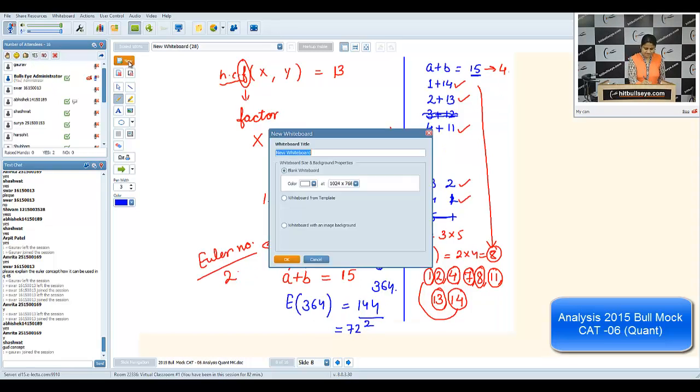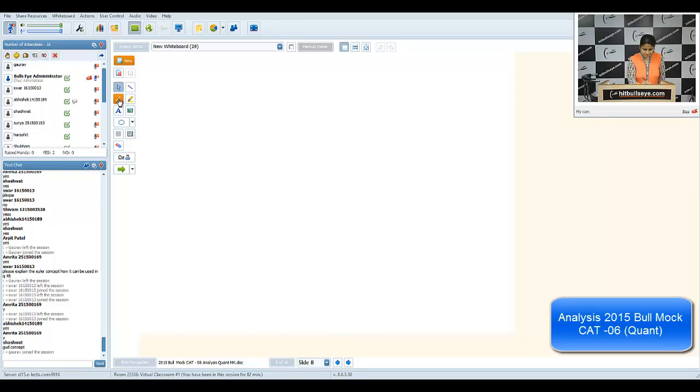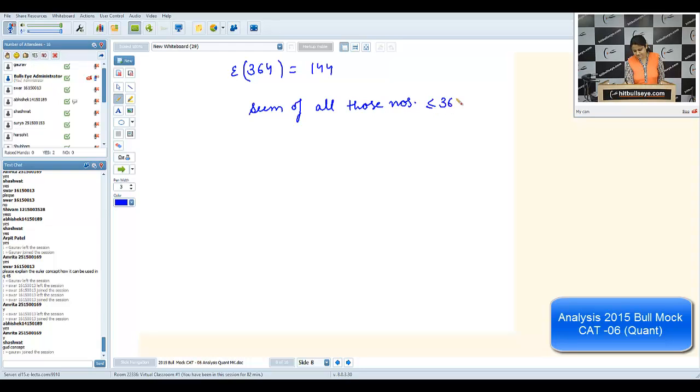There is one more question I am taking. We know Euler number of 364, that is 144. What is the sum of all those numbers less than or equal to 364 and which are co-prime to 364?